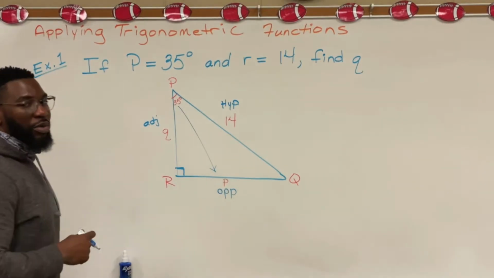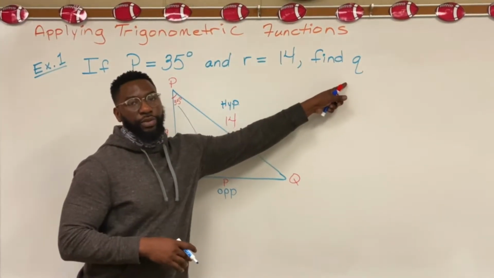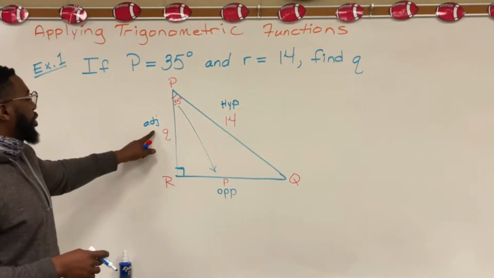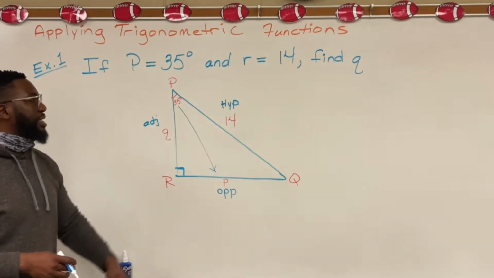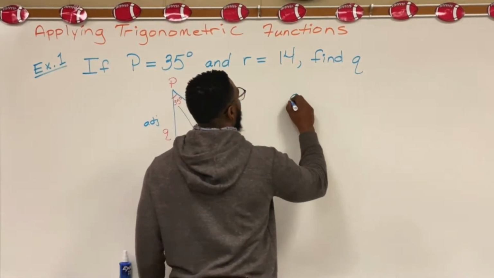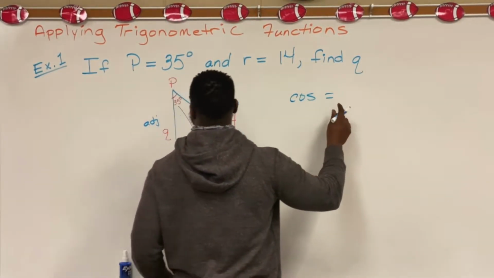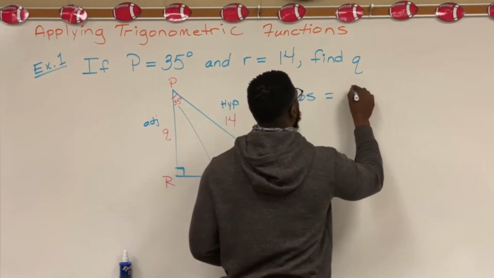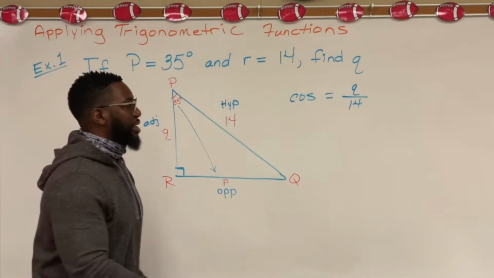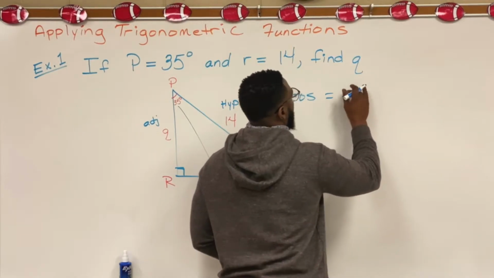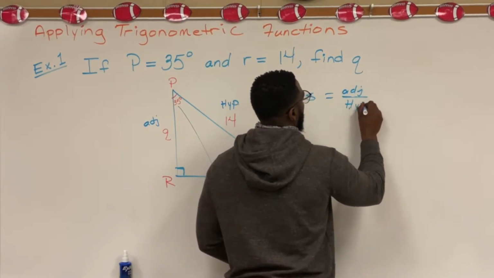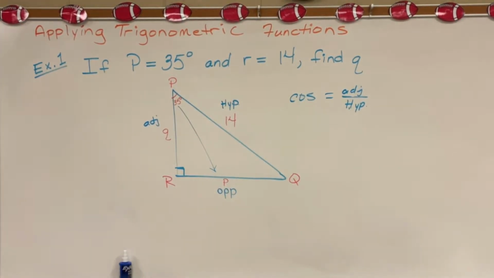All right, so it depends on what they give us. They want us to find Q, so that means that Q has to be in it. And they give us the hypotenuse. So Q is the adjacent, and 14 is the hypotenuse. Therefore, we use cosine, since cosine equals adjacent over hypotenuse.